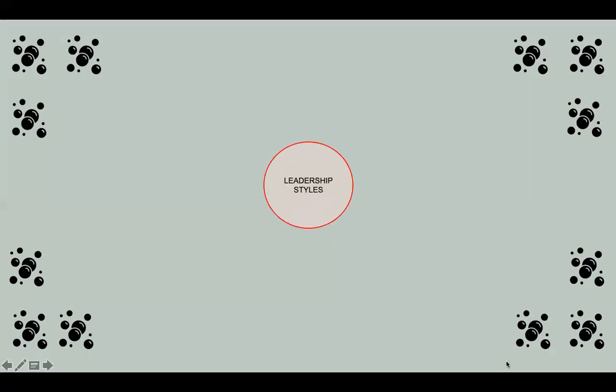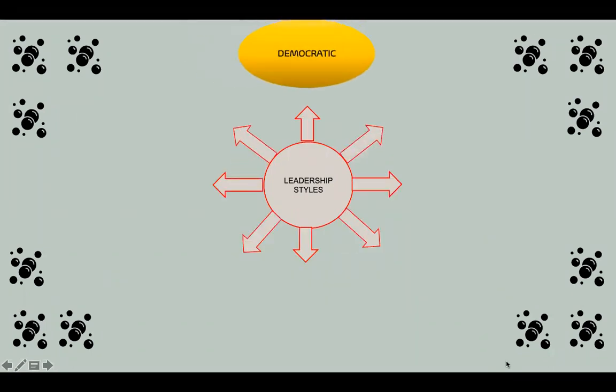Leadership styles. First, we have democratic leadership. It is commonly effective. Democratic leadership is one of the most effective styles. The leader makes decisions based on the input of each team member.